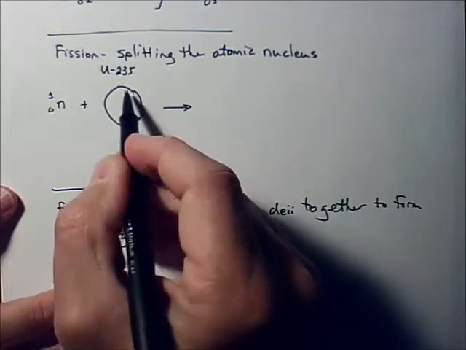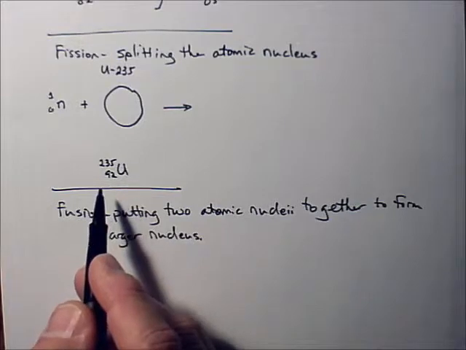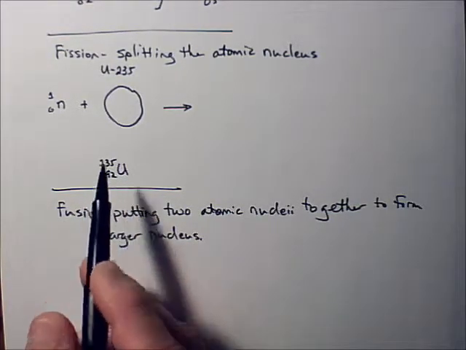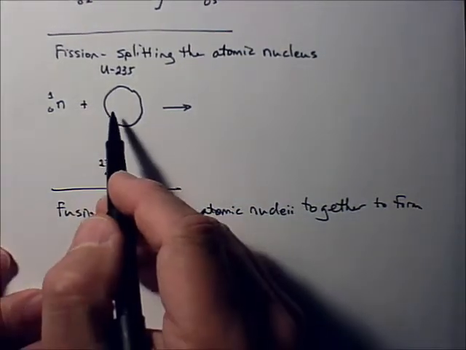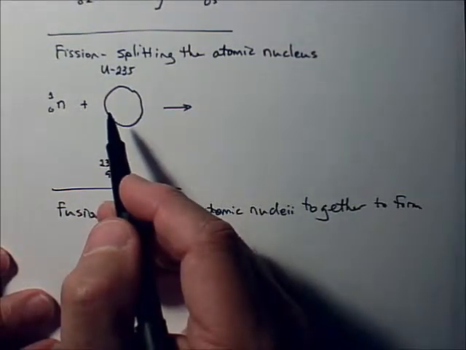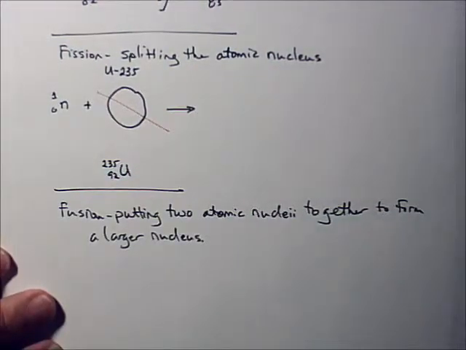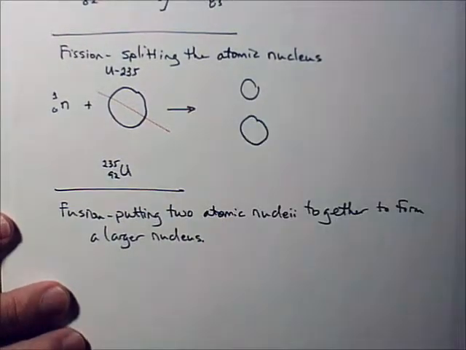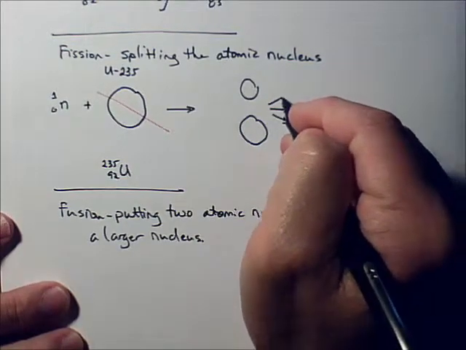And as a result, this is unstable anyway. Uranium has atomic number 92. Remember, no atom above element 83 has any stable isotope. So this is a very unstable isotope of uranium. Putting an extra neutron on there just gets it to decay that much faster. It actually gets it to split. So it actually splits in two, and we get two large chunks out the other side. And out of that, I also get some extra neutrons.